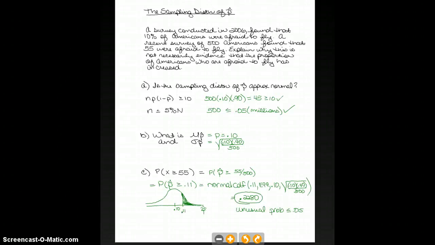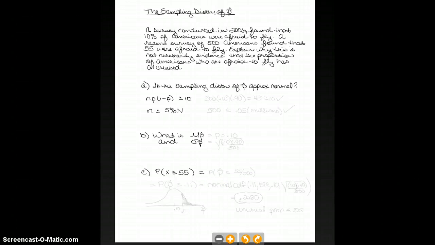Let's take a look at the sampling distribution of the sample proportion, which is p hat. So let's say a survey was conducted in 2006 and found that 10% of Americans were afraid to fly. Now we have a recent study of 500 Americans, and we find that 55 of those said they are afraid to fly.